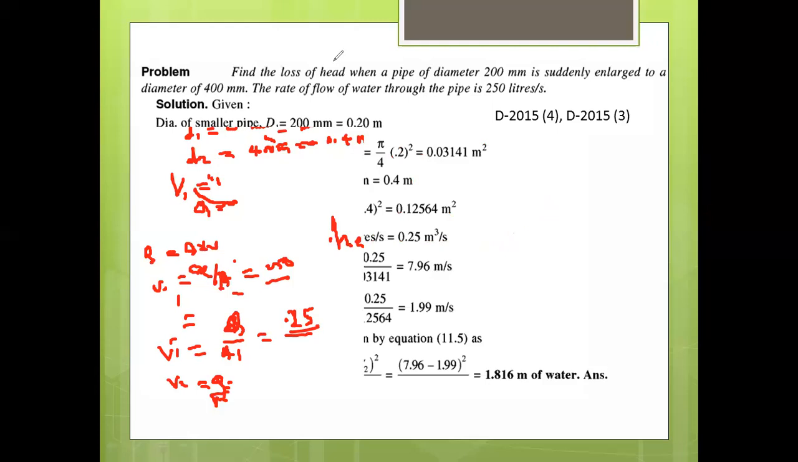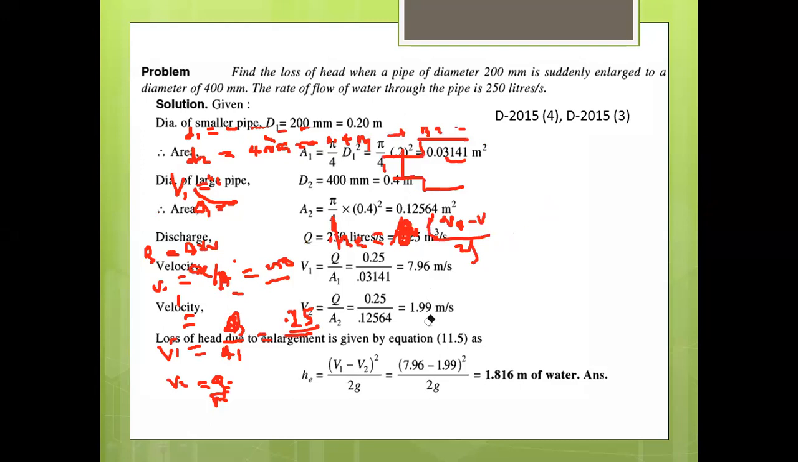Only 4 students have put the answers. Sir, V1 is 7.96 and V2 is 1.99. Okay, so let me check here. Correct. H is equal to 1.816. Correct.